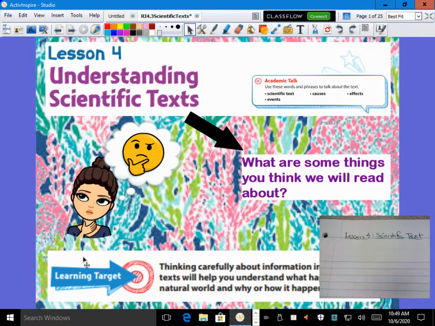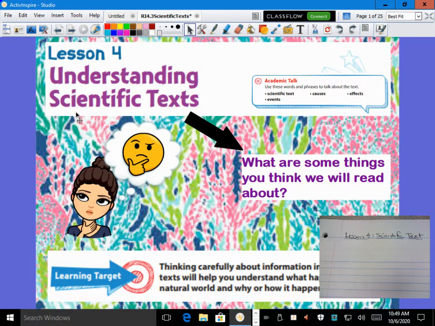Okay. Well, why would I be reading about the events that are happening in the natural world? Well, thinking carefully about the information in science text is going to help you understand what happens in the natural world and why or how it happens. Okay, so we're really going to be focused on what it is that's occurring and then why or how. And these texts help us understand that.